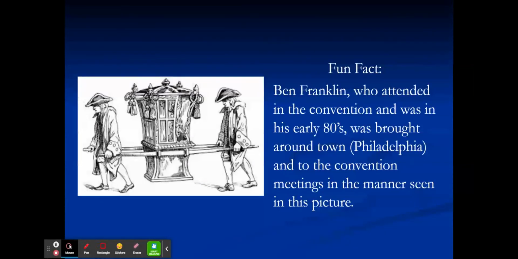We're going to close today with a little fun fact. Benjamin Franklin, who was a delegate to the convention, was in his early 80s by the time of the Constitutional Convention. He was brought around town, Philadelphia, where they were meeting, and to those convention meetings in the manner you see in this picture. Right? He was carried around inside that. I just thought that was an interesting, fun little fact about him. So, again, next time, the creation of the new government to replace the Articles of Confederation.